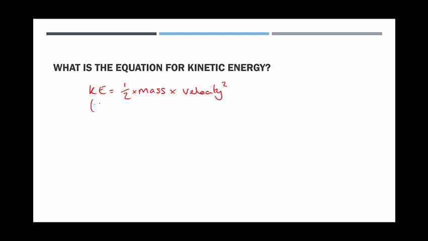Okay, so kinetic energy is measured in joules. Half is obviously just a number. Mass is measured in kilograms and velocity in meters per second. And it's really important that you remember that the velocity is squared, and only the velocity is squared. So don't forget that. Remember, you've got to memorize this equation for your exams.